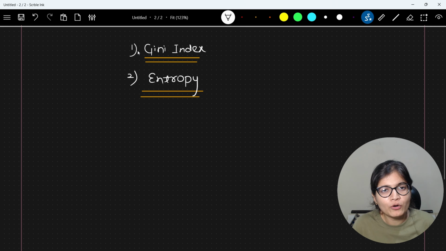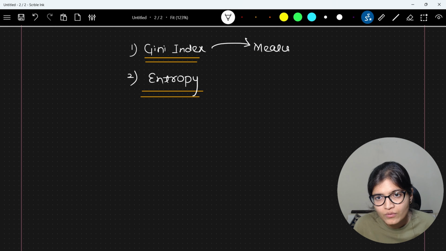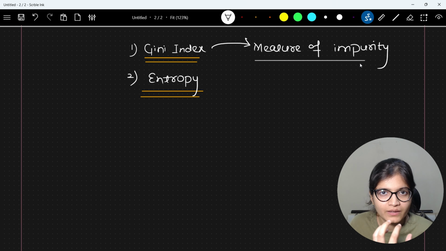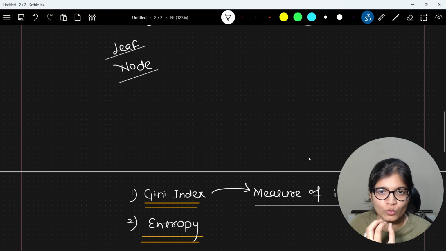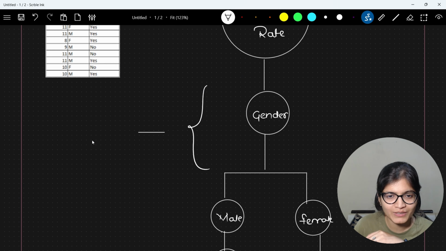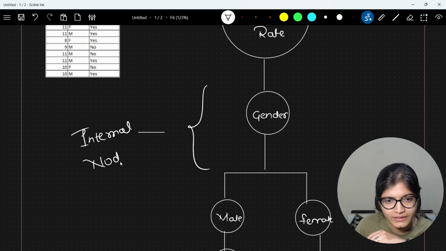Now, when I'm talking about Gini index, it is a measure of impurity. Whenever I'm trying to create a decision tree, I have to decide what should be the root node and what should be the internal nodes. What is the meaning of internal node? The nodes between the root node and the leaf node. All these in-between nodes are the internal nodes.